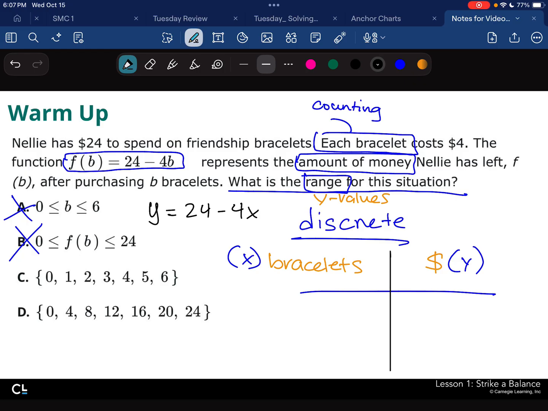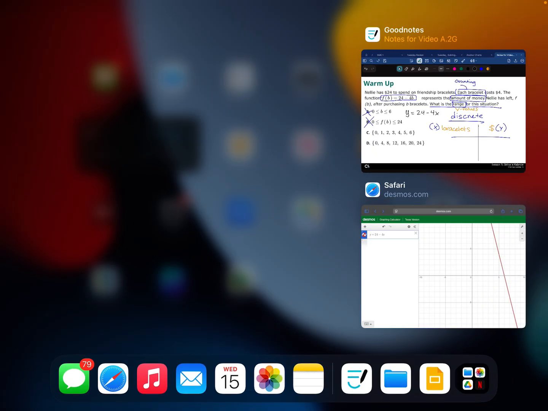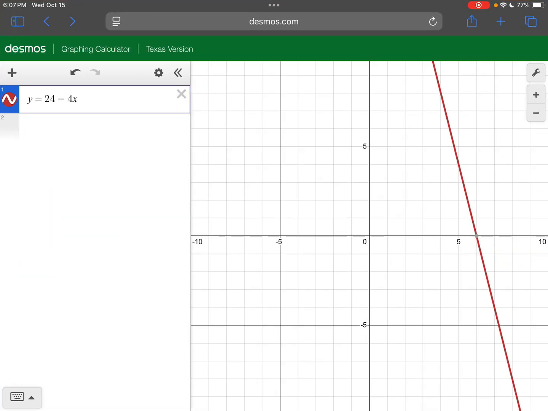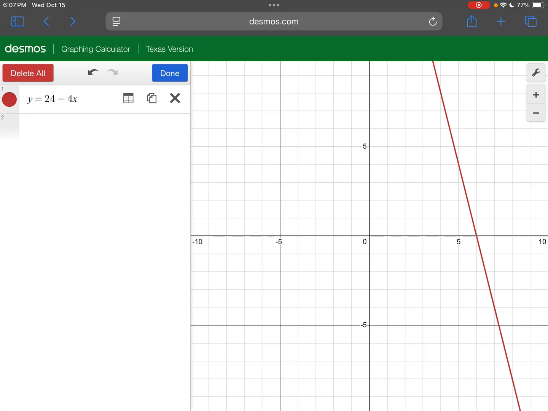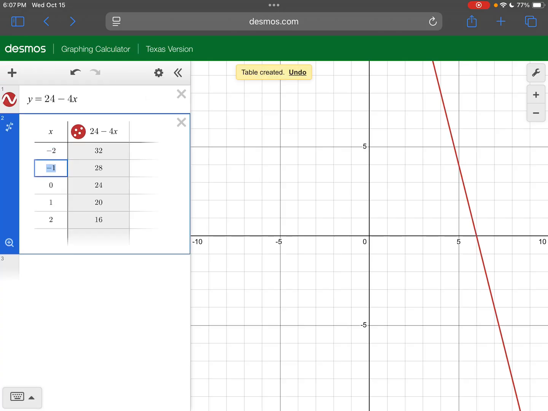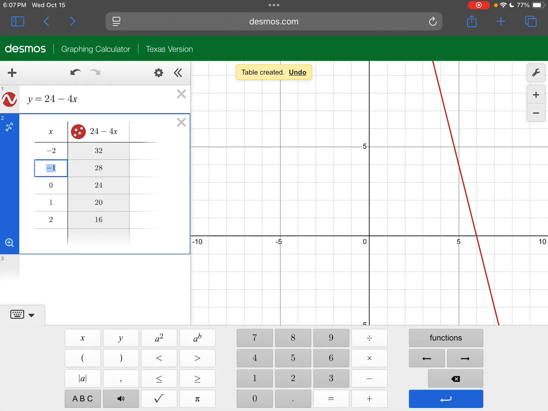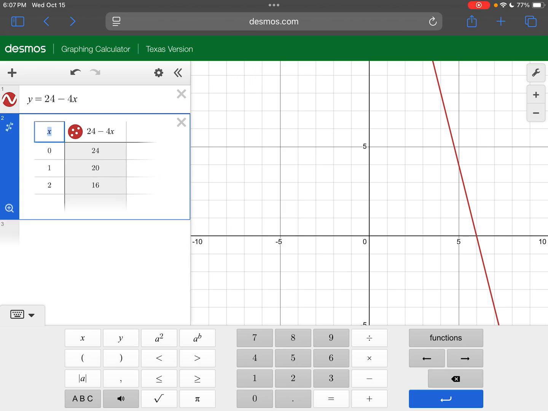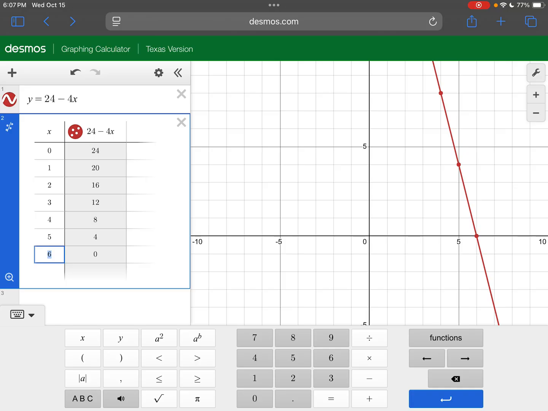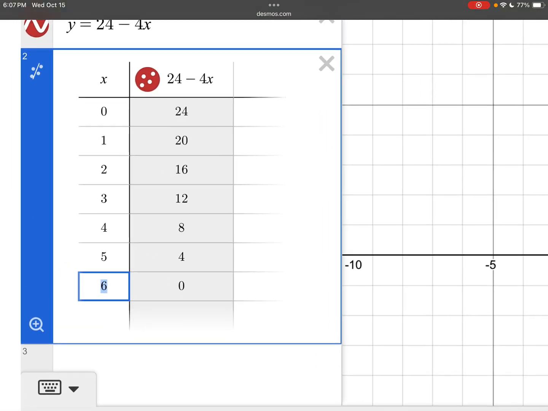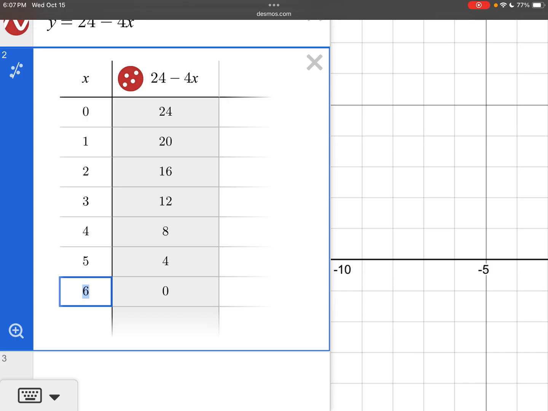Okay, so now we're going to put our equation into Desmos to create a table. So my equation is there. Now I'm going to create a table. I want to get rid of those negative numbers because remember, you can't count a negative bracelet. So I'm going to go 1, 2, 3, keep going until my money is 0. So if you notice, we talked about it, your X values are your domain. I want my range. So they went from 24, 20, 16, 12, 8, 4, and 0.